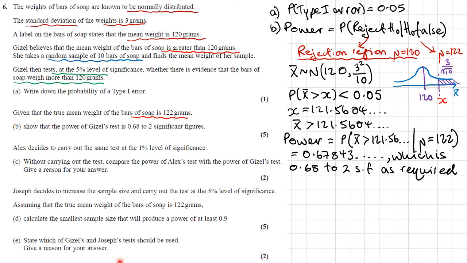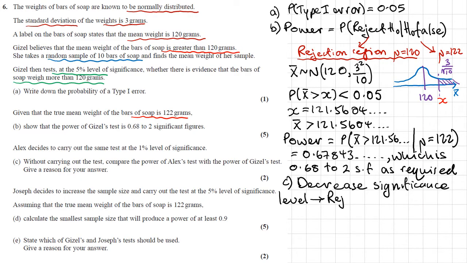Moving on, Alex decides to carry out the same test at the 1% level of significance. Part C. Without carrying out the test, compare the power of Alex's test with the power of Giselle's test. Give a reason for your answer. Now, if you decrease the significance level, a few things are going to happen. First, it's going to decrease this area here, to the right, the rejection region. It was 5%, now it decreases to 1%. So the rejection region decreases.